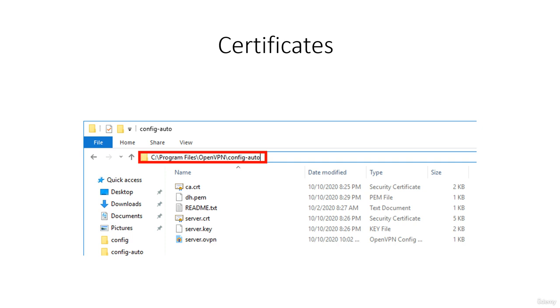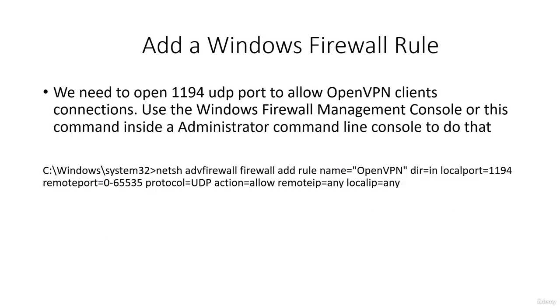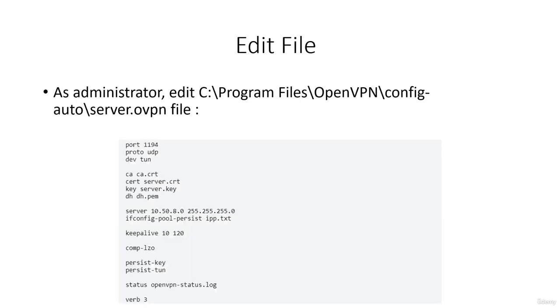And then we need to add a Windows firewall rule. We need to open the 1194 UDP port to allow OpenVPN client connections. Use the Windows Firewall Management Console, or just use this command inside an administrator command line, and it will do all of that. After running the command, it will open up the server.ovpn file. What we need to do is edit the OpenVPN file to look similar to this.